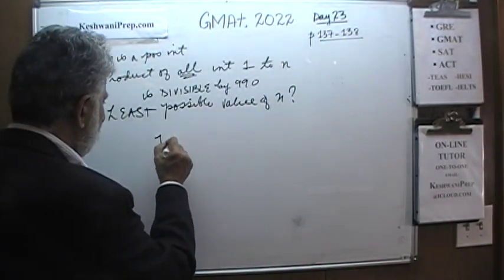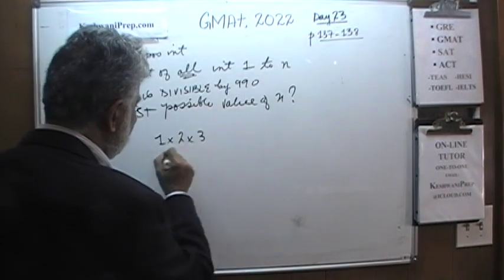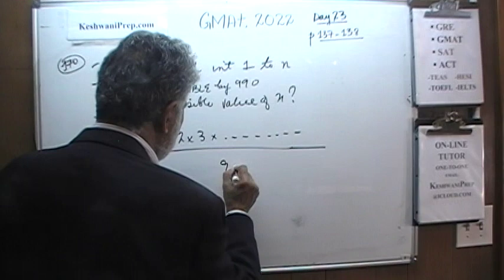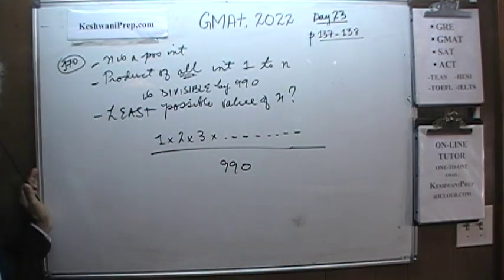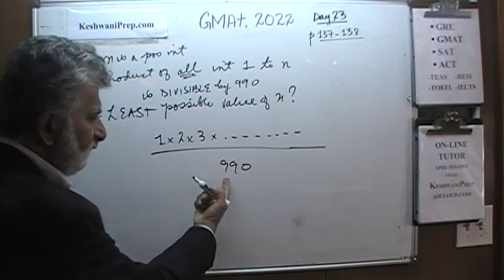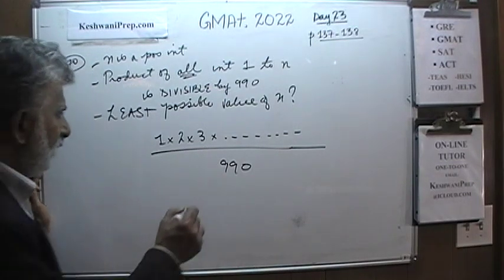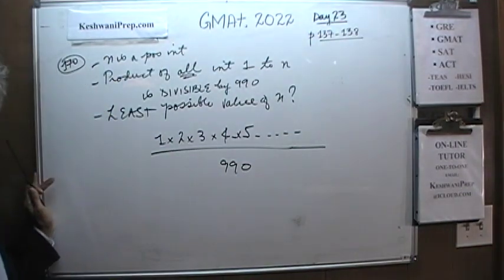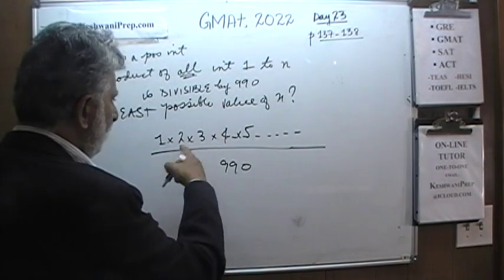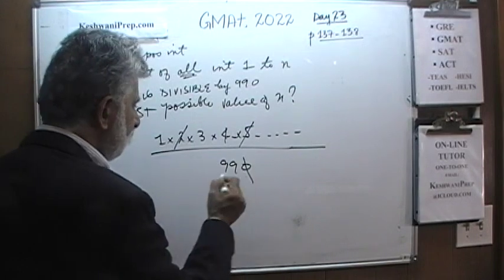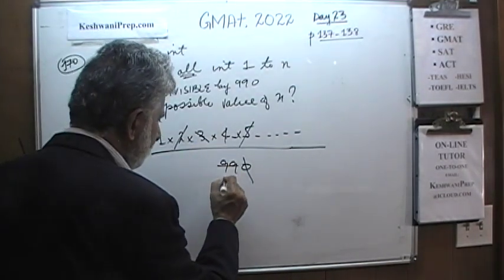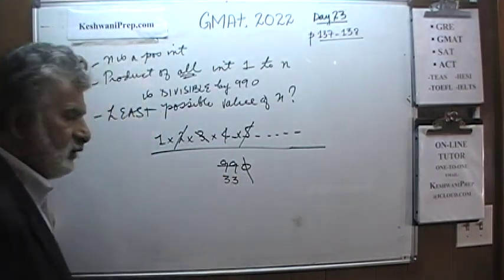Maybe we have 1 times 2 times 3 and we don't know how many. We'll find out in a second. And we want to find out if this is divisible by 990. Well, this is too small. We can clearly see this is nowhere close to 990, so let's go a little bit more. How about 4 and 5? Let's see if that does the job. We have a 5 and we have a 2. 5 times 2 is 10. That goes away. Divide top and bottom by 3. 3 is going to go away and 99 becomes 33. There you go. It's 33.